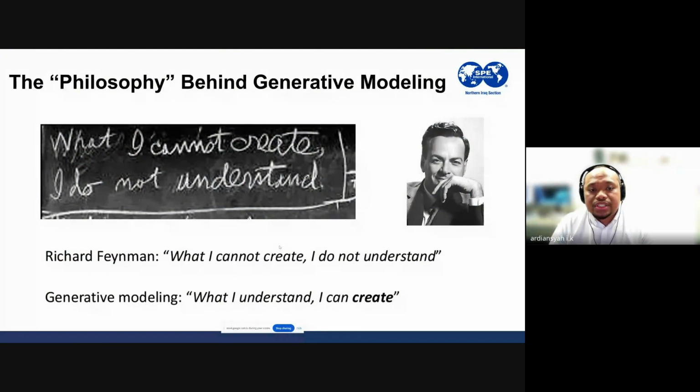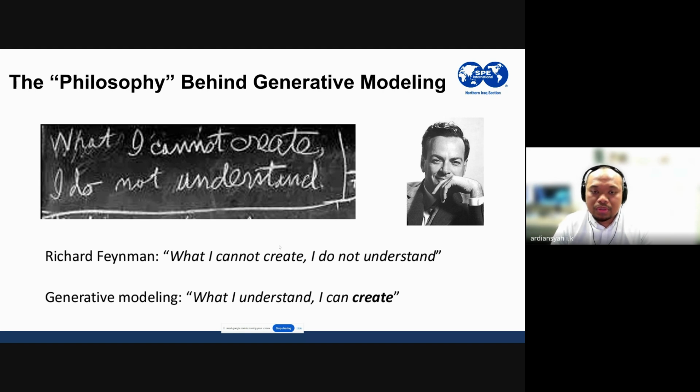So, just a bit of background when we talk about generative modeling, generative AI. If we try to use a simple analogy, I think one philosophy that captures this well is by Richard Feynman, where he said basically, what I cannot create, I do not understand, right? And generative modeling, as the name itself says, is the ability to model and generate something, right? And the backbone of this is that what I understand, I can create, right?